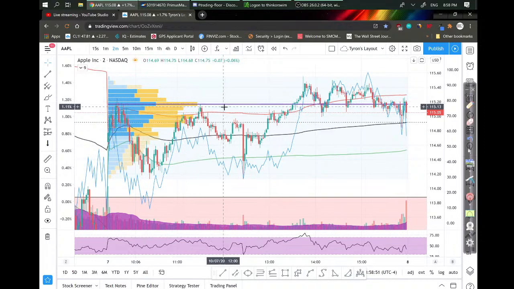So this purple line here shows you, okay, this is the point of control, the line of control, point of control, whatever you want to name it. It's actually called the point of control. I call it the line of control. It shows you where the most volume was traded for the share in terms of price, right?